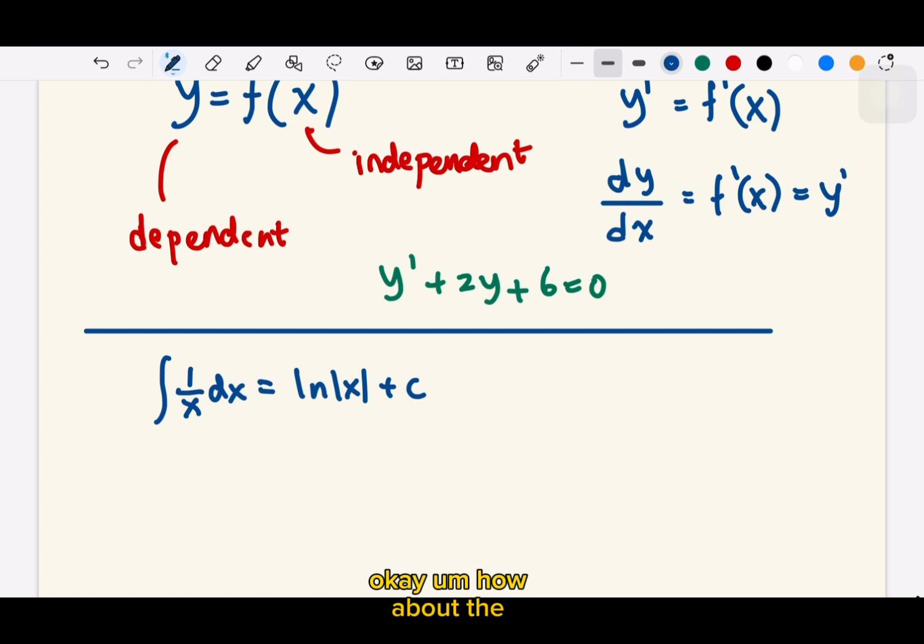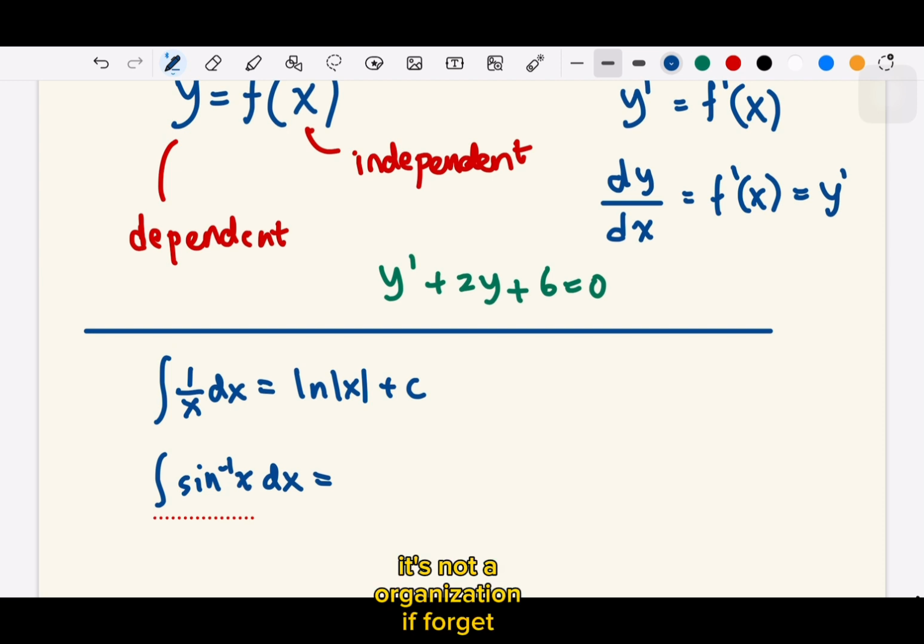Okay, how about the sine inverse? It's not about memorization. If you forget, you need to find how to get this. Do not blindly memorize formulas. Sometimes it's good, but I think it's better if you understand how to get it from scratch.